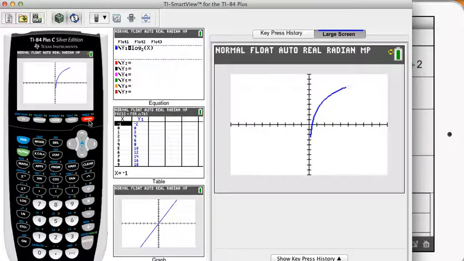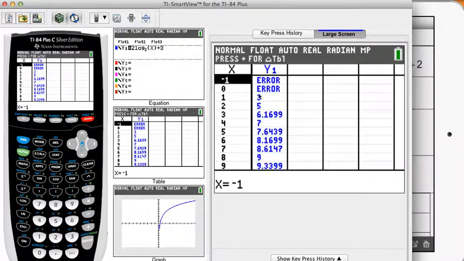So again, it's so close to my y-axis because x equals 0 is my vertical asymptote. But remember, this has to continue on forever. To double check, I can go to the table, and I will see that my first error is when x is equal to 0. And that's going to be my vertical asymptote.